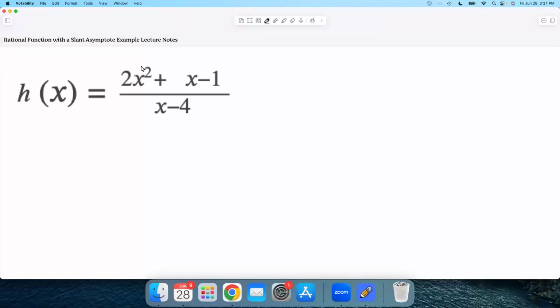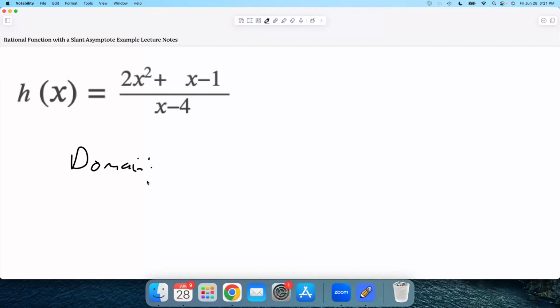Okay, we've got ourselves here a rational function where the degree of the top is exactly one more than the degree of the bottom. Second degree on top, first degree on the bottom. So we're going to have ourselves a slant or oblique asymptote. Okay, let's first find the domain here.